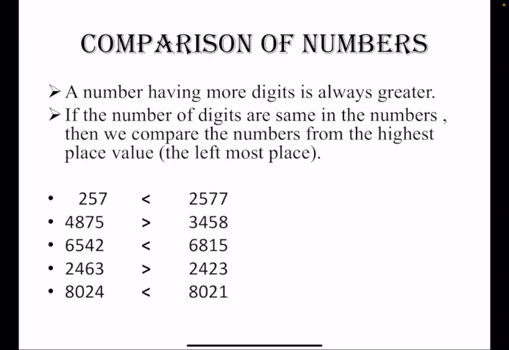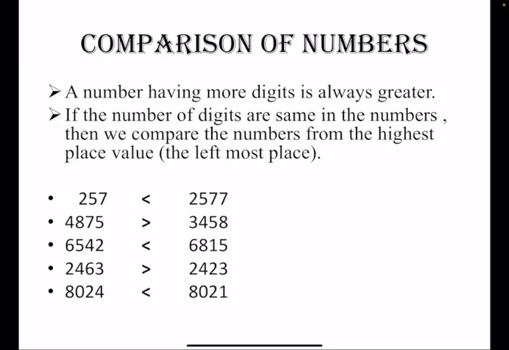So in the first example, you can see there are two numbers, 257 and 2577. Now in the first number there are only 3 digits and the next number has 4 digits. So naturally the number with 4 digits is bigger than the number with 3 digits, because it has thousands place and there is no thousands place in the first number.